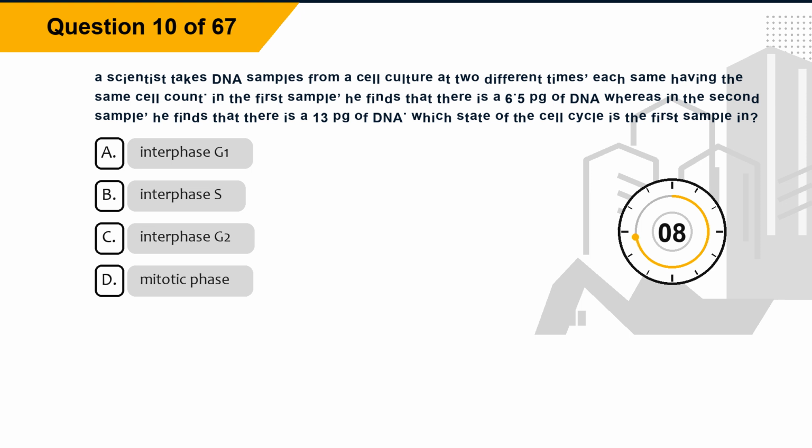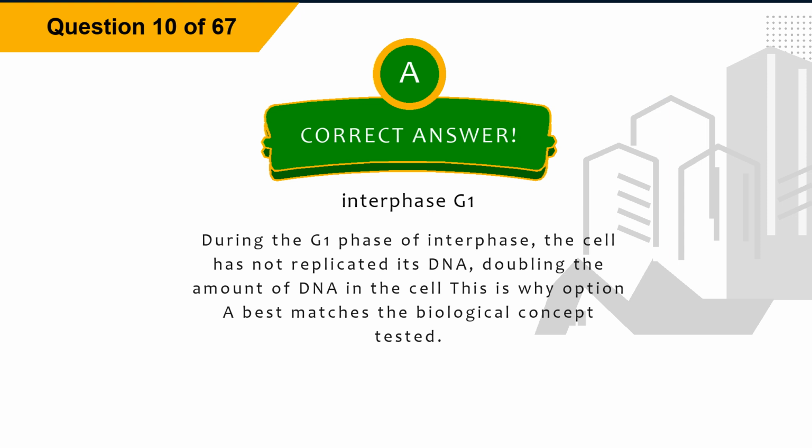Option A, interphase G1. Option B, interphase S. Option C, interphase G2. Option D, mitotic phase. The correct answer is option A, interphase G1. Explanation: During the G1 phase of interphase, the cell has not yet replicated its DNA, doubling the amount of DNA in the cell. This is why option A best matches the biological concept tested.